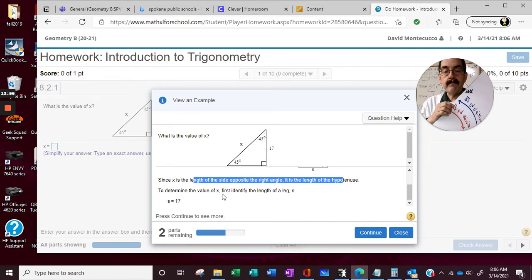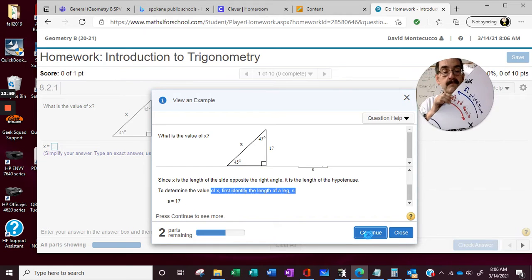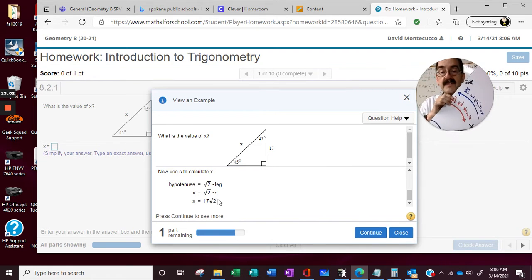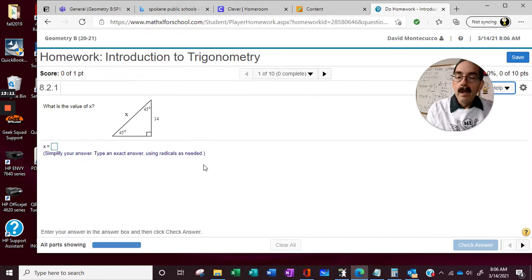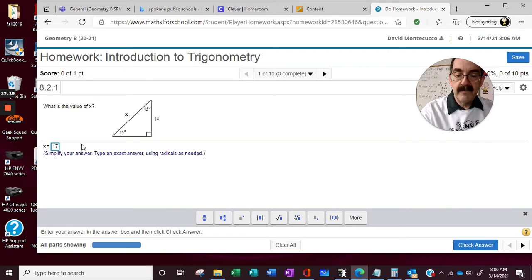Hypotenuse. We got the leg is 17. 17 radical 2. You just multiply by the square root of 2. The answer is 17 square roots of 2. Okay, now, just type in 17. Where do I find square root?